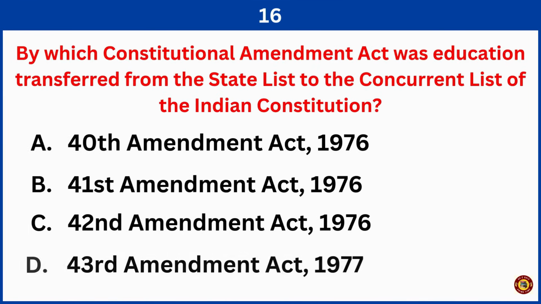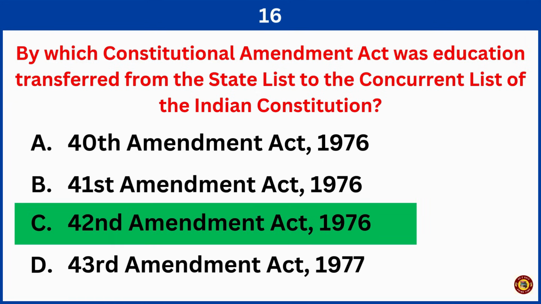By which Constitutional Amendment Act was education transferred from the state list to the concurrent list of the Indian Constitution? Right answer is option C, 42nd Amendment Act 1976.